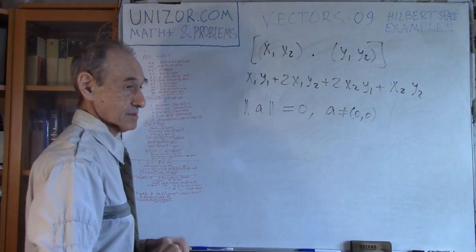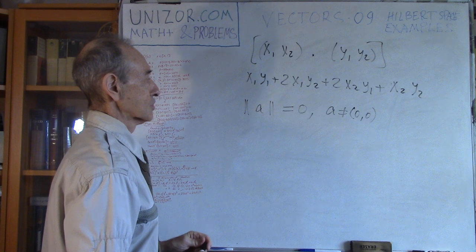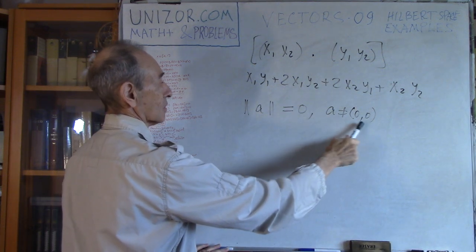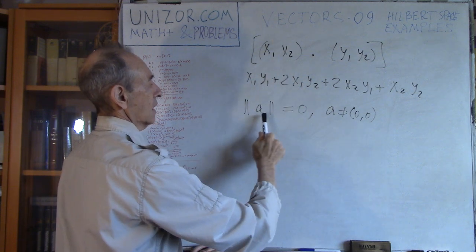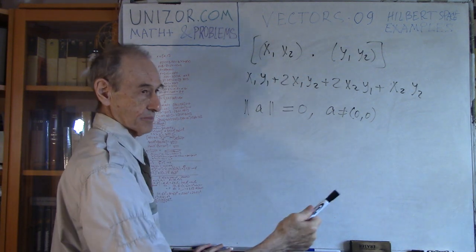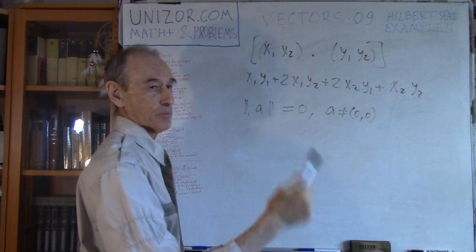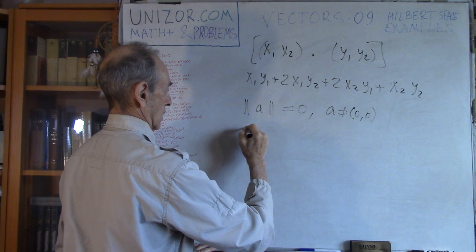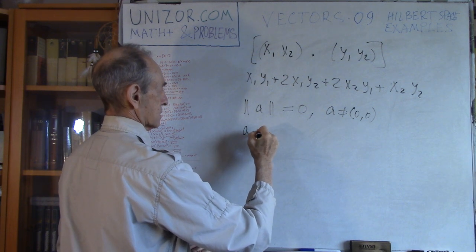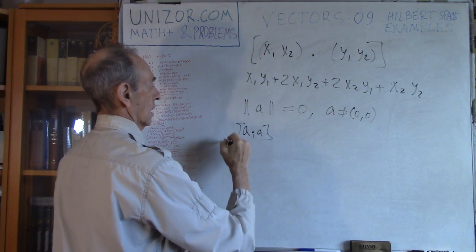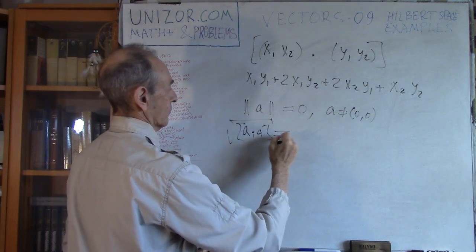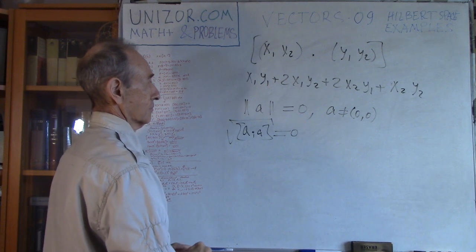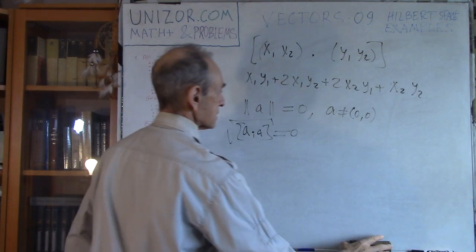So that's basically my conclusion, that I can find a vector which is not (0, 0), in this case it's two components, but its norm, which is the square root of the scalar product by itself, A times A scalar product, so the square root of this would be equal to 0. Now, how can I find it? Well, here is how I did it.